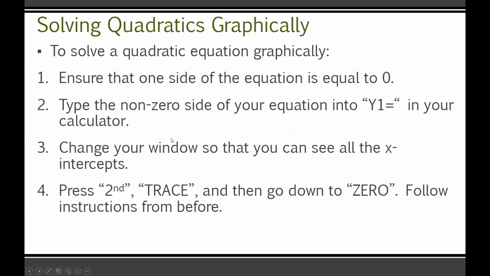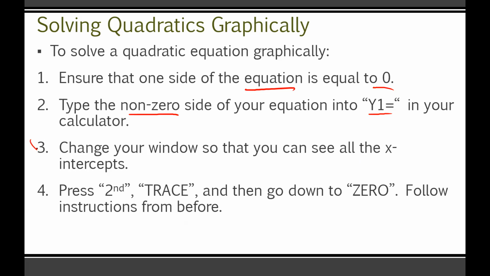All right, so solving quadratics graphically. To solve it graphically, you just have to follow these 4 steps. Step 1, ensure that one side of the equation, stuff that's actually on your piece of paper in front of you, is equal to 0. If it isn't already equal to 0, move everything over to one side, right? If it's all scrambled up, move everything to one side to make one side equal to 0. Then type the non-zero side of your equation into y1 in your calculator. Then step 3, change your window so that you can see all of the x-intercepts.